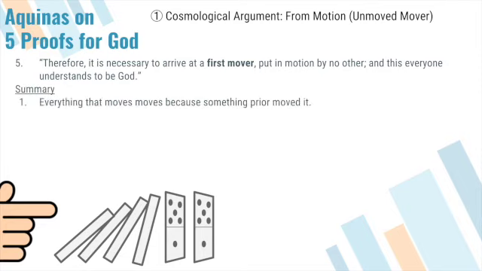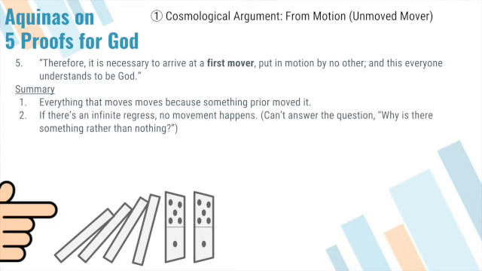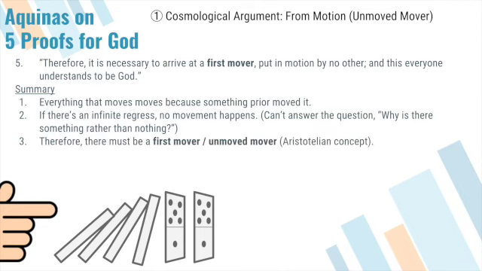All right, so summary of this argument. Everything that moves, moves because something prior moved it. If there's an infinite regress, no movement happens. You can't answer the question, why is there something rather than nothing? Therefore, there must be a first mover or unmoved mover. That's an Aristotelian concept. And this Aquinas calls God, and Aristotle calls God, but they have different conceptions about other characteristics of what God is.